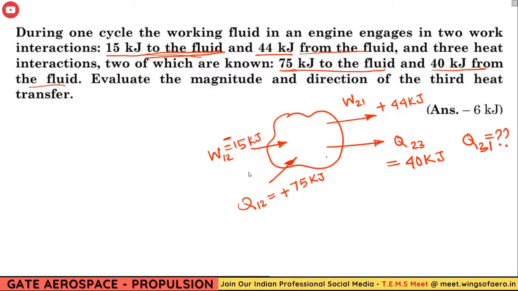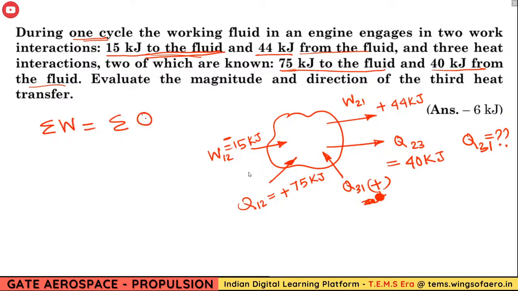So when you initiate, you have to consider it is positive. That is, Q31 is positive. Consider it is entering into the system, for an assumption. You have to consider this is a positive value. Now, as it has been said, it is cyclic. What you do? Summation of work done, summation of your heat transfer. Now you have to couple up all the things.